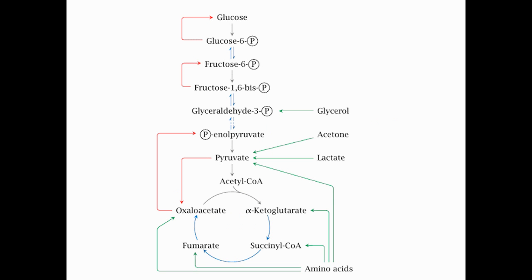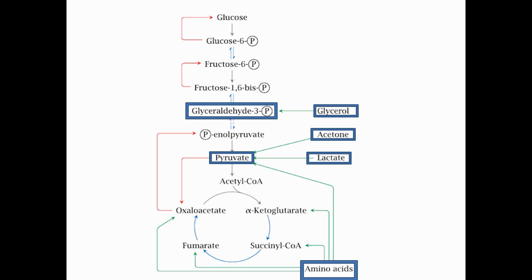So as I have mentioned earlier, amino acids, lactate, acetone and glycerol can also make glucose. Now we'll see how amino acids will be converted into certain mediators of the TCA cycle or directly into pyruvate, and that will go to the glucose making process. Lactate gets converted directly into pyruvate, and acetone too. Glycerol will be converted into glyceraldehyde 3-phosphate, and that will go to glucose formation in gluconeogenesis. That's how all these structures get converted into glucose.